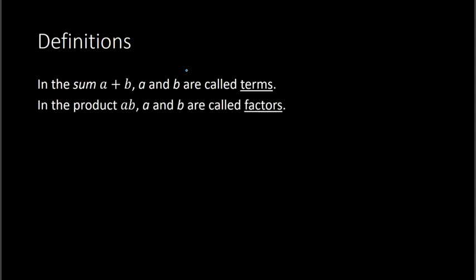Next we have a few definitions in addition to our properties. If you're adding two numbers together, so in the sum of a plus b, a and b are called terms. So every number that I'm adding is called a term. And then when I'm multiplying a times b, for example, the numbers I'm multiplying are called factors. Okay, so just a few terms to be aware of.